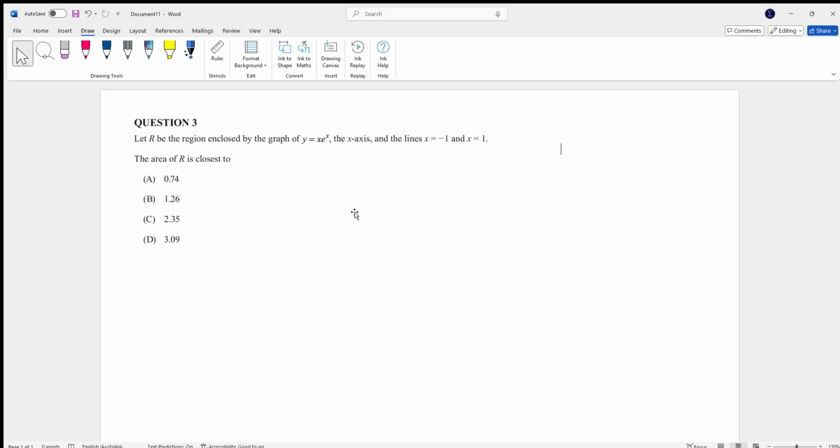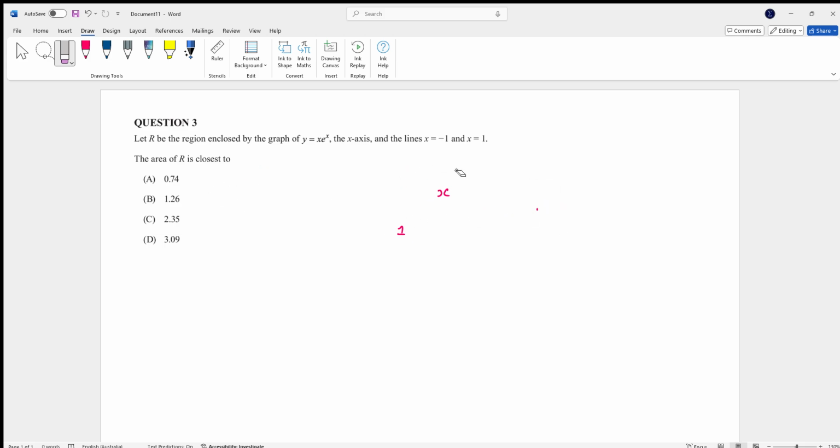Okay, so this one is kind of a trick question. Everyone gets this question wrong because they just do this in their calculator: the integral between -1 and 1 of x e^x dx. And when they do that, they get 0.735, because remember this is a calculator question, and they go, oh, the answer must be A. Boom. No, that is fully incorrect, and I'm going to show you why.